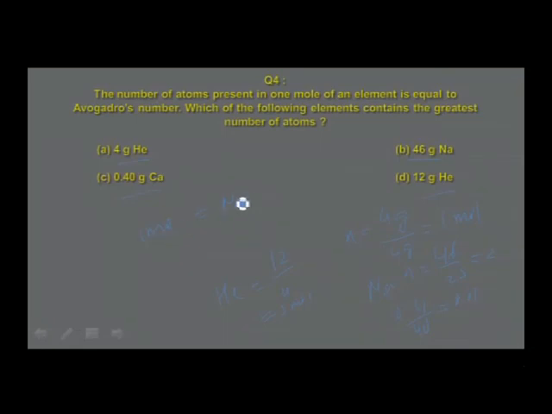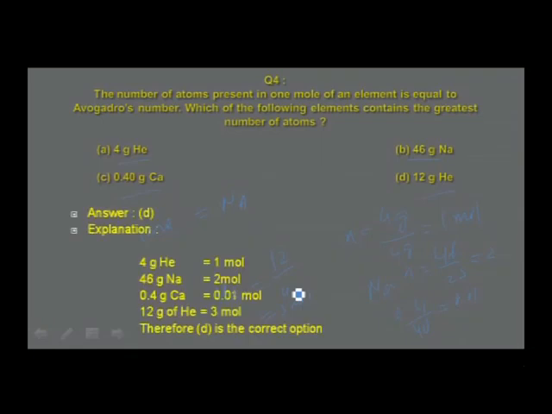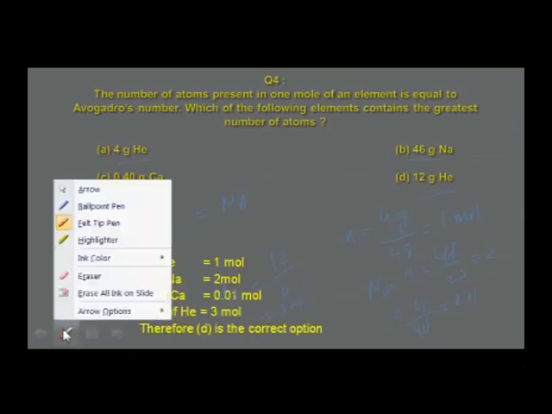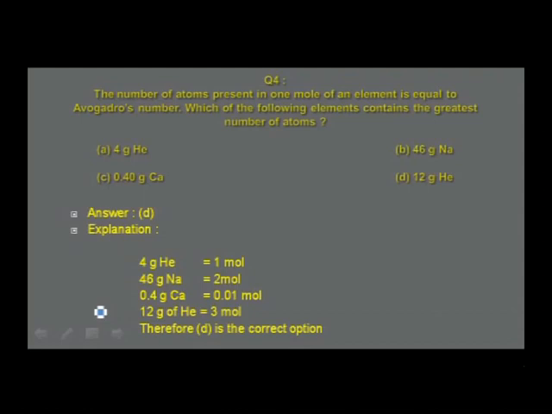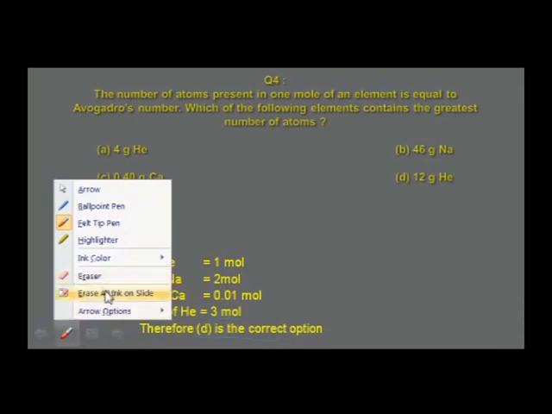So 1 mole contains Avogadro number. In case of option A, you find 1 mole. For option B, it is 2 moles. For option C, it is 0.01 mole. For helium, the answer is found to be 3 moles. So 3 moles should contain Avogadro number, and this answer is calculated already. You can notice it, 12 grams of helium corresponds to 3 moles, and therefore D is the correct option. This is the correct option you find. And go to the next question.